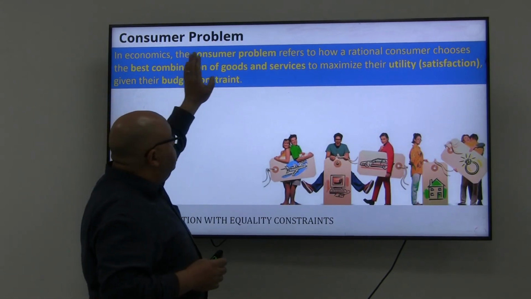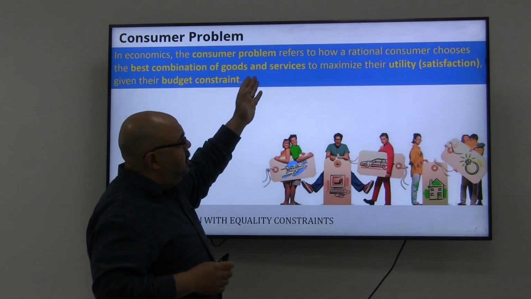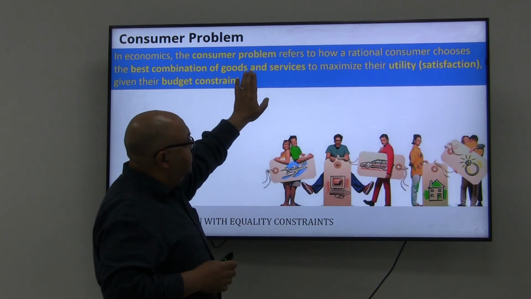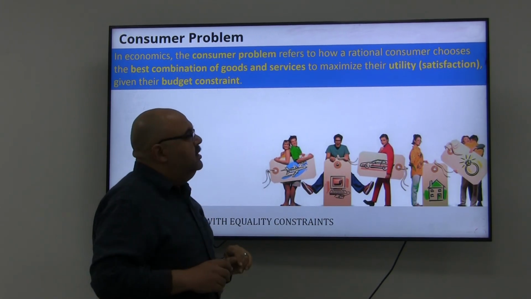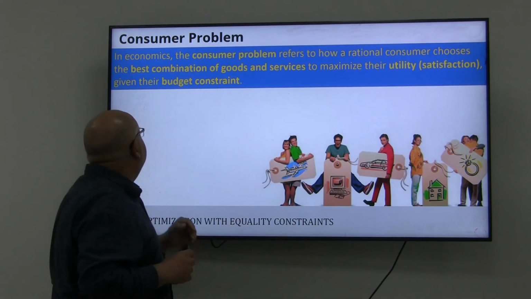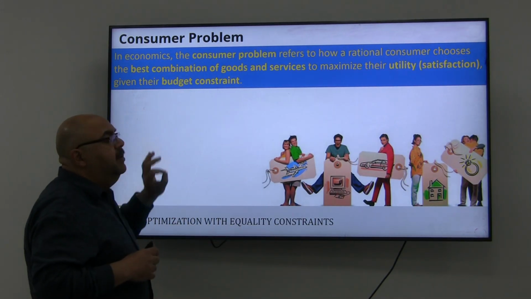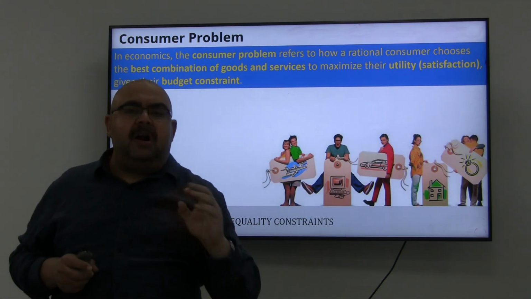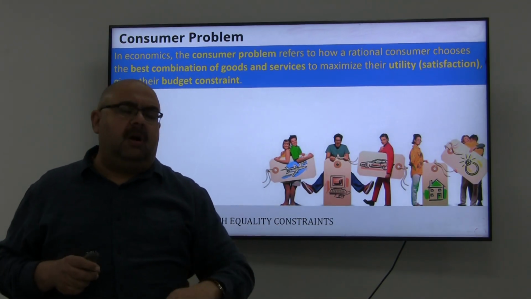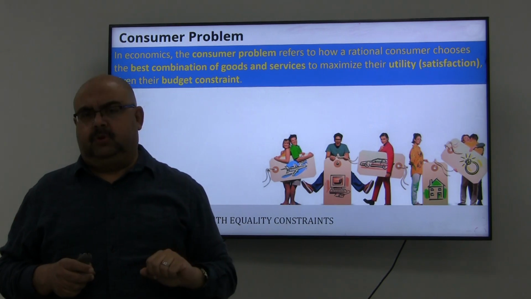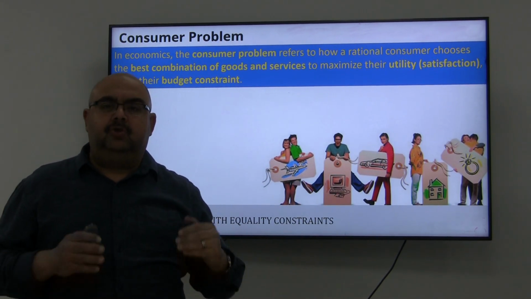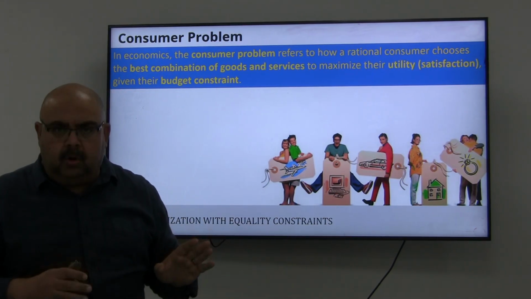So in economics, the consumer problem refers to how a rational consumer chooses the best combination of goods or services to maximize his utility, his desire, his satisfaction, given their limited budget. Usually you will have a limited budget. I need a car and a house. I need the best car and the best combination of both of them, under the condition that my budget is limited to 1 mil, 2 mil, and so on.